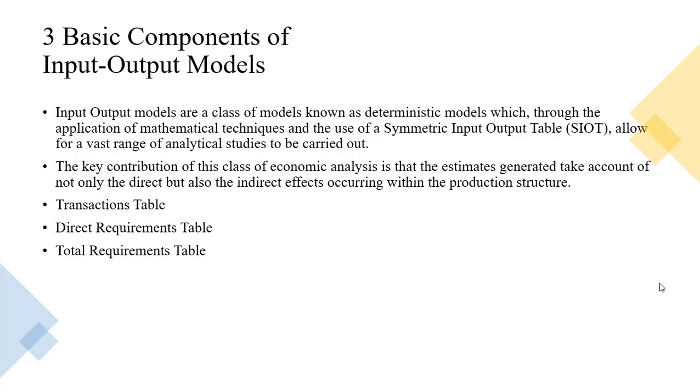Similarly, when they carry those big stones from the mountains to the factory, different trucks and machinery also use diesel or petrol, so they also emit some emissions. So while using the input-output table, we will be able to measure both direct and indirect effects occurring within the production structure. There are three basic components of the input-output model: the transaction table, the direct requirement table, and the total requirement table.